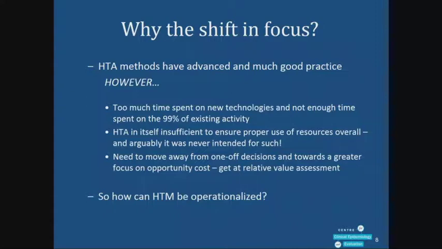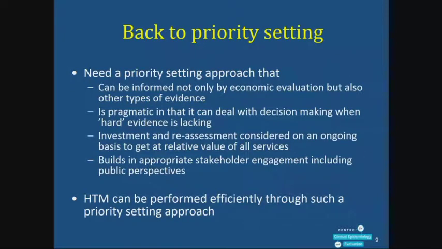So in my view, HTM can actually be operationalized in the manner where we're talking about priority setting and resource allocation. And this slide just represents a few thoughts in terms of what we need when we're talking about priority setting. We need a framework that can be informed by economic evaluation for sure, but also recognizes the many, many other types of evidence. And it wasn't lost on me at all yesterday with the 2 sessions on real-world evidence, how decision makers have a very different view of what evidence is than your average health economist or health services researcher.